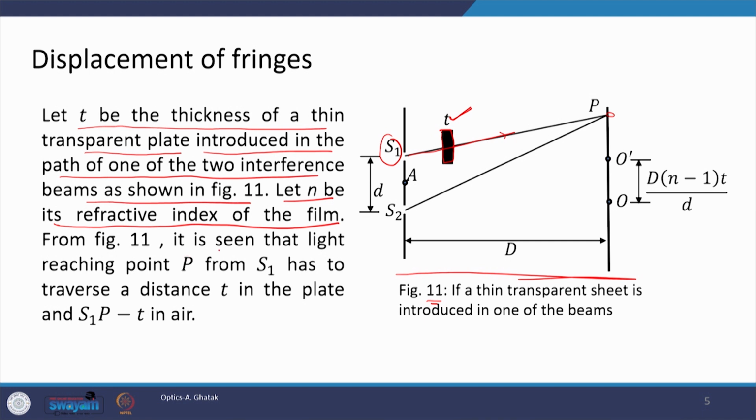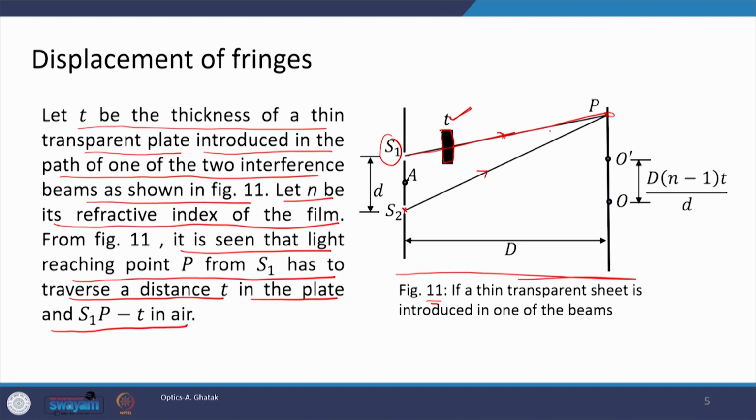Now, it is seen that light reaching point P from S1 has to traverse a distance T in the film or plate and S1P minus T in air. Let us see that source S2 emits a ray which reaches point P, and source S1 also emits a ray which reaches point P, the point of observation on the screen. Earlier the optical path was S1P, because the setup is kept in air. Therefore, the optical path for rays emanating from S1 and reaching P is S1P.